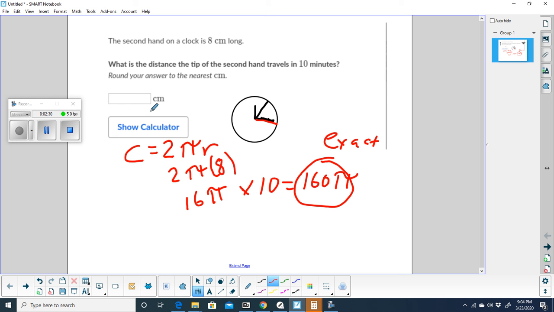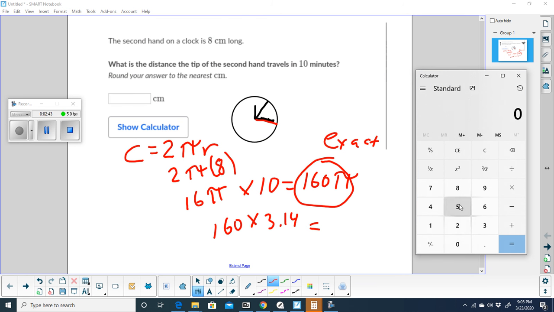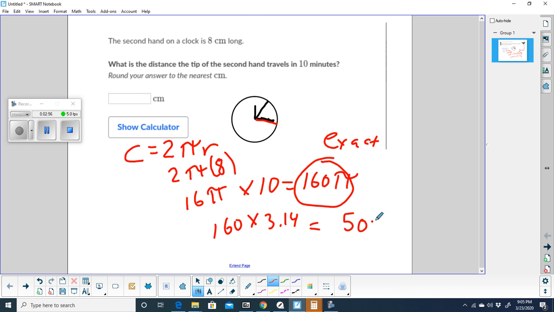But it asked us to round our answer to the nearest centimeter. So we're going to do 160 times 3.14. And handy dandy calculator, come on up and help us. So that would be 160 times 3.14, which is 502.4 centimeters, right? But it said round to the nearest, so the nearest is 502 centimeters. I hope that helps.